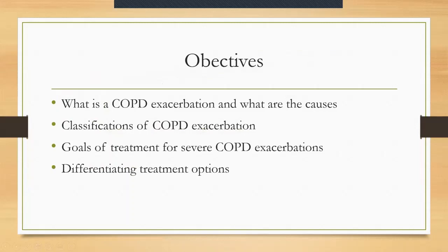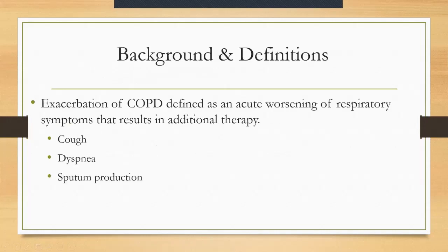Objectives of this will be to understand what a COPD exacerbation is, as well as some of what the causes are, go into the classifications, and then the goals of treatment for COPD exacerbations, and then maybe differentiating some of the treatment options themselves. Exacerbation of COPD is defined as an acute worsening of respiratory symptoms that results in additional therapy. Some of these respiratory symptoms can include cough, dyspnea, and sputum production.